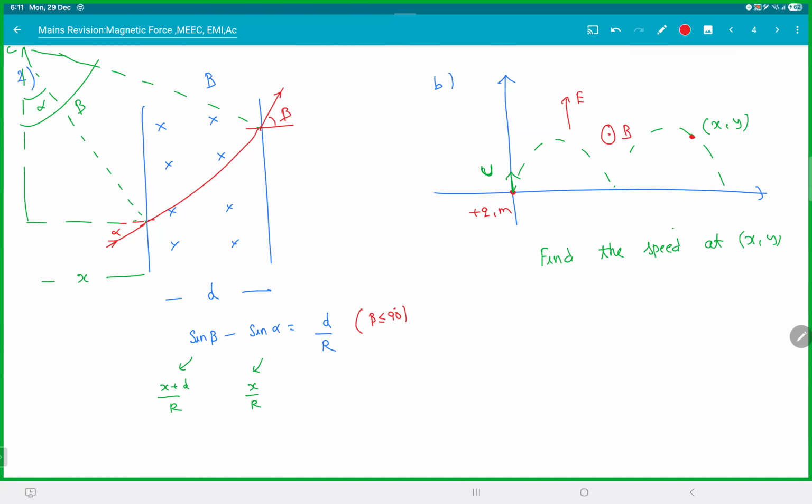What about the B part? If you remember, the path is actually a cycloid. What is the speed of the particle when it reaches x, y? There's an electric field, there's a magnetic field, the charged particle has charge q and mass m. Gravity is not there.